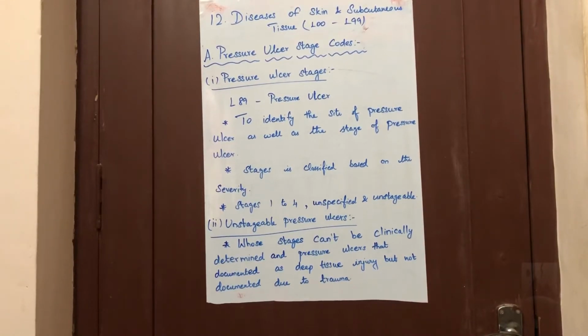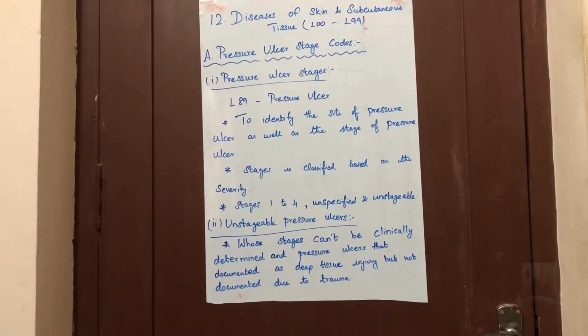Today we are going to see about Chapter 12 in ICD-10-CM. Chapter 12 is for diseases of skin and subcutaneous tissue. The code ranges from L00 to L99. In this we will cover all types of diseases of the skin and subcutaneous tissues and how to code for these diseases. And the first topic is pressure ulcer stage codes.